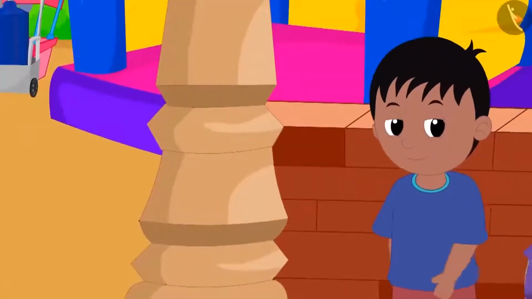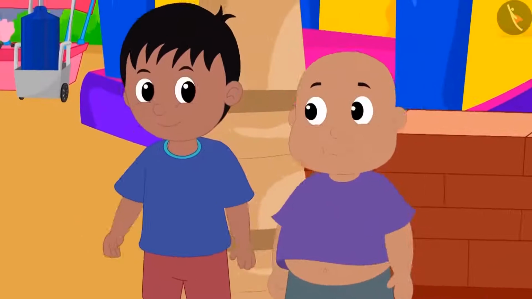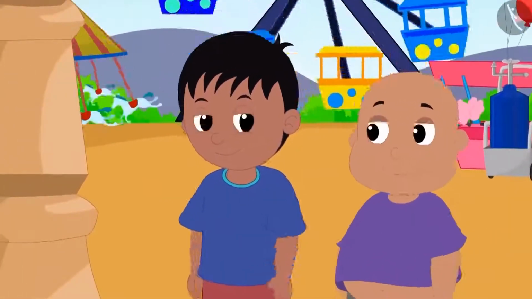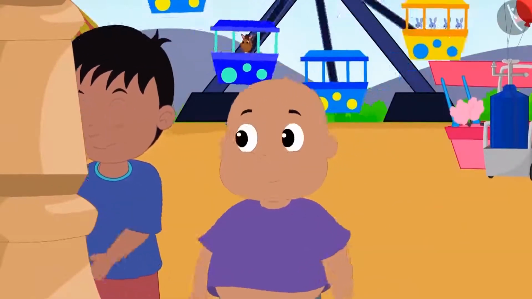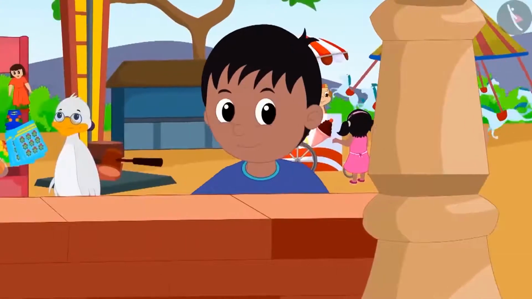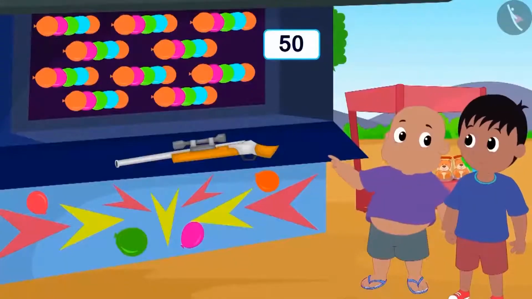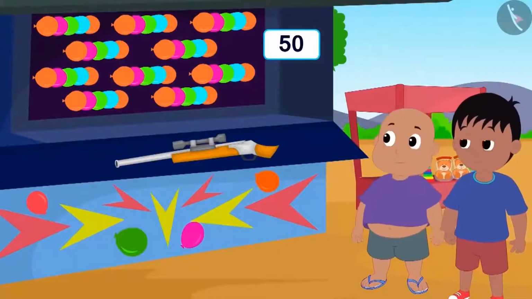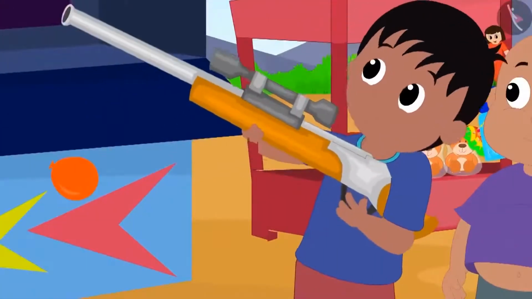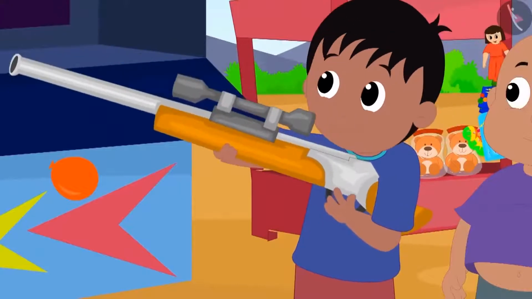Today, Raju and Bablu are walking in the fair. Raju is excited that he has now learned subtraction and he can now solve any question. Raju and Bablu went to a shop to burst balloons. There were a total of 50 balloons. Raju started bursting the balloons.